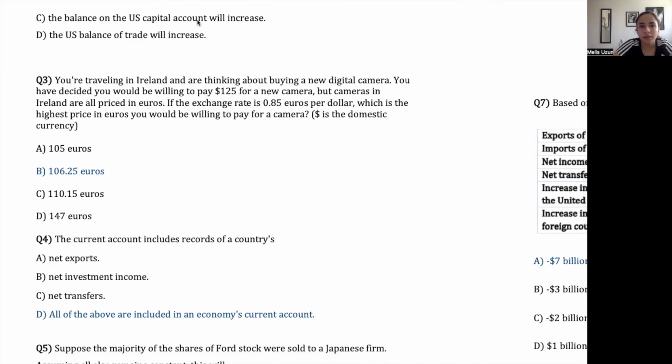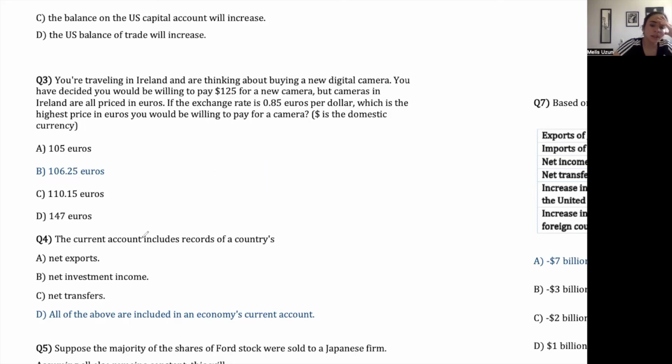So this is a very simple question actually. Let me use a pen. The thing that you need to do is multiply 125 with 0.85, and you will find that it is equal to 106.25. So you are willing to pay this amount in dollars, and this is the same amount you're willing to pay, but in terms of euros. So it is the same.